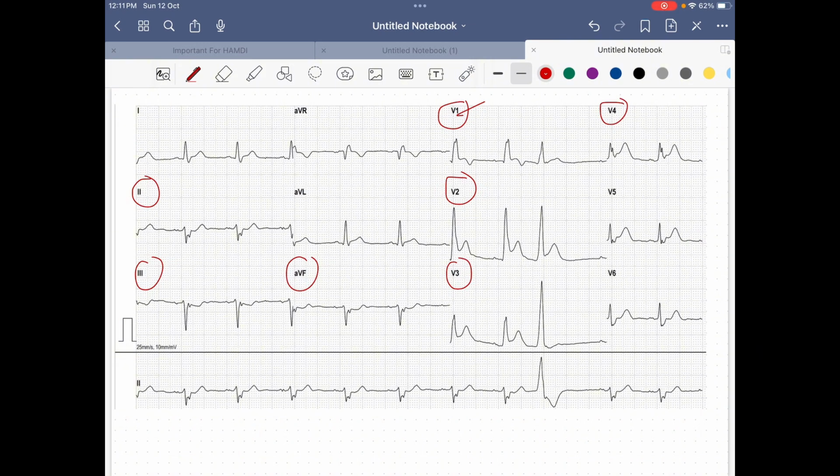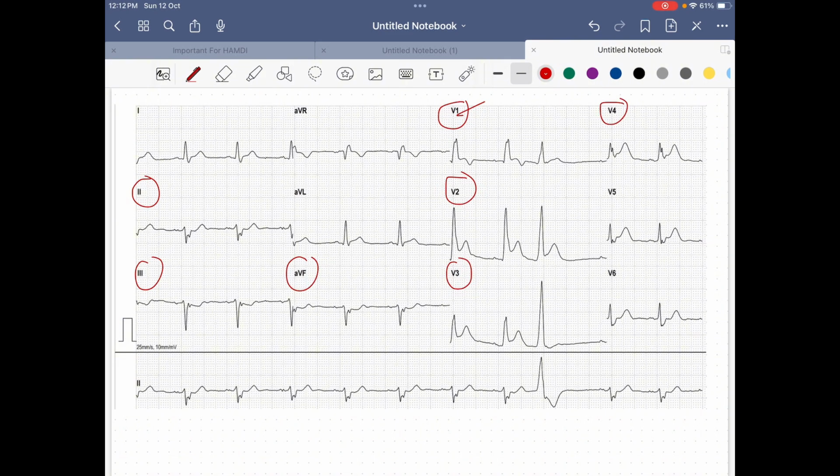Those may be reciprocal changes, although there are some rules in reciprocity, right? One of the rules was that anterior doesn't reciprocate to any, but anybody can review those rules and go through them again.